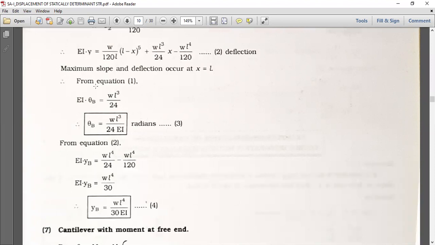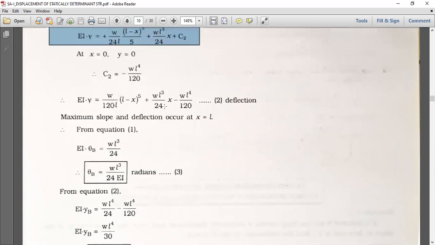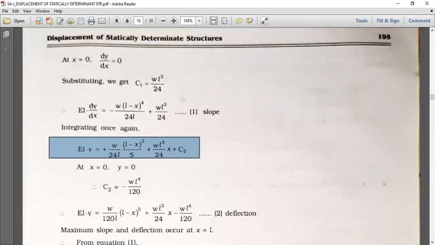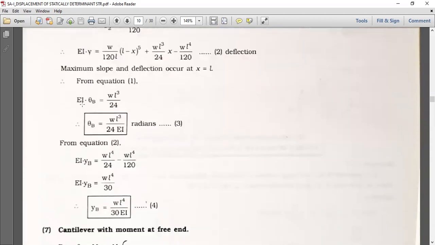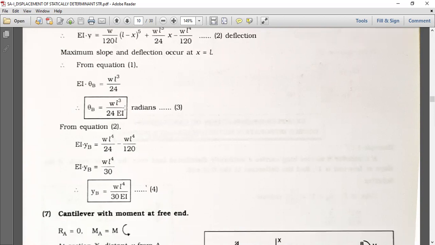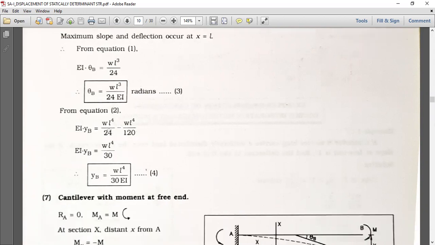Now maximum slope and deflection occur at x is equal to x. Put x equal to 0 in equation 1. What is equation 1? This. EI theta B is equal to WL cube divided by 24. Similarly, for equation 2, it is YB is equal to WL raised to 4 divided by 30 into EI.